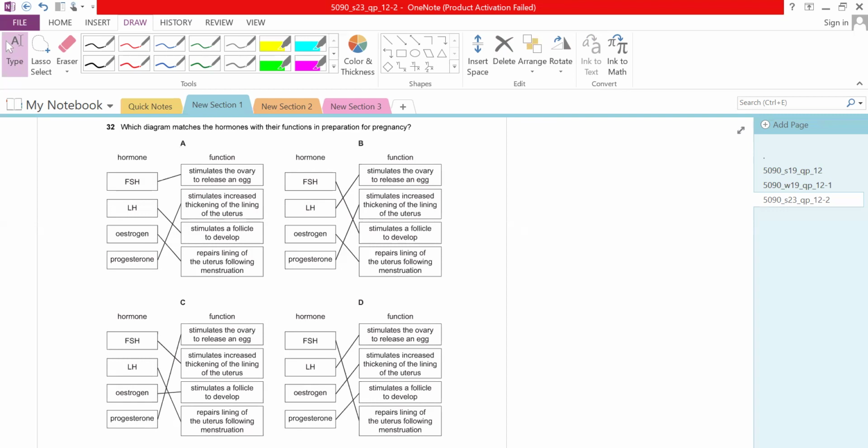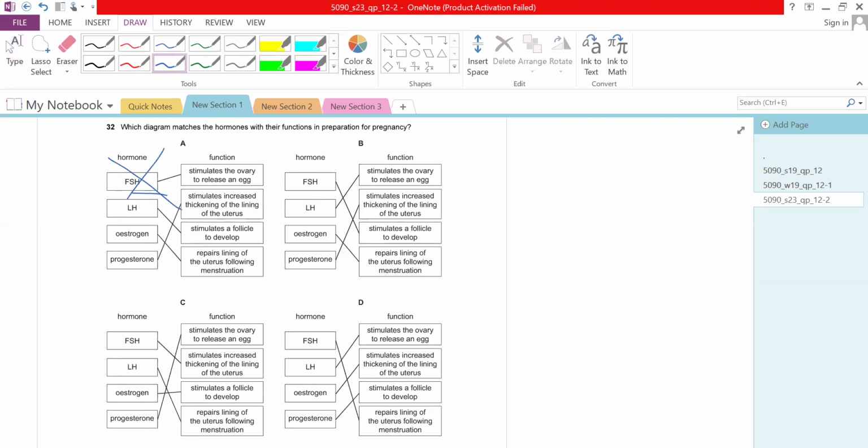LH stimulates a follicle to develop. No. Estrogen repairs the lining of uterus following the menstruation. Estrogen is correct, but LH and FSH functions are incorrect, so this option is incorrect.